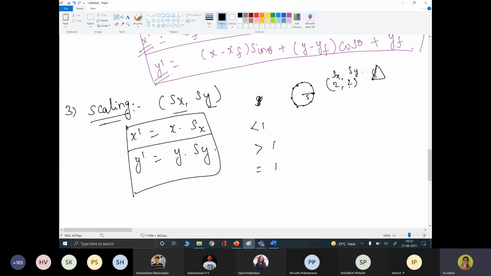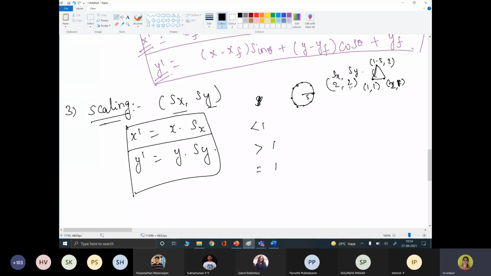Or like 3 coordinates I can take. This will be very difficult. Let it be 1, 1, 1, 2, and 2, 1. And this is 1.5, 2. Clear? This object will take.